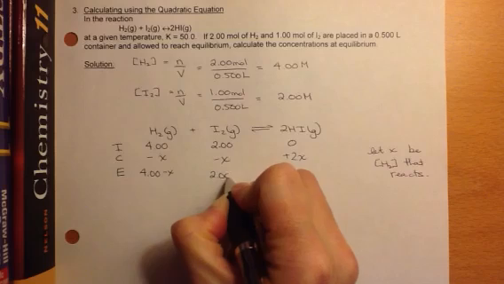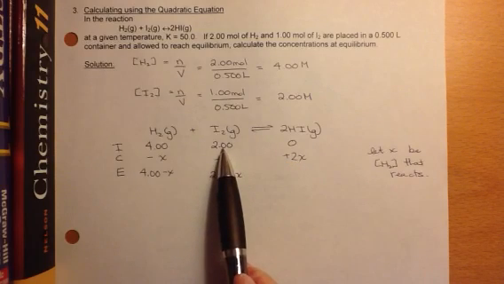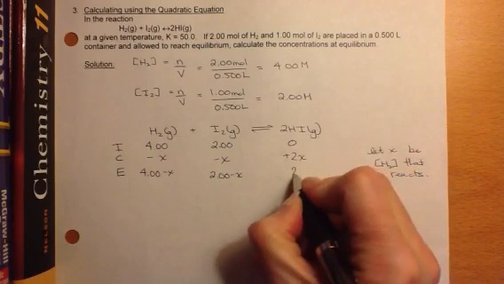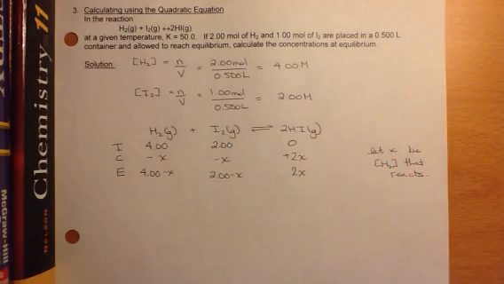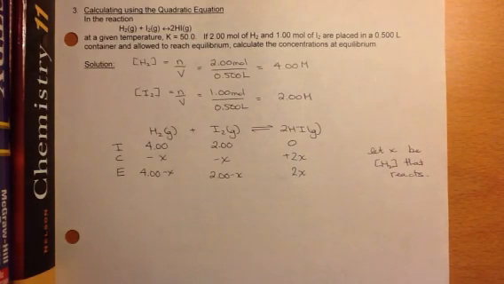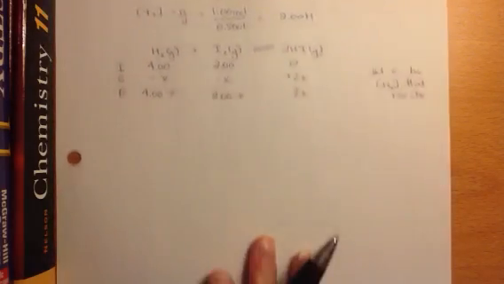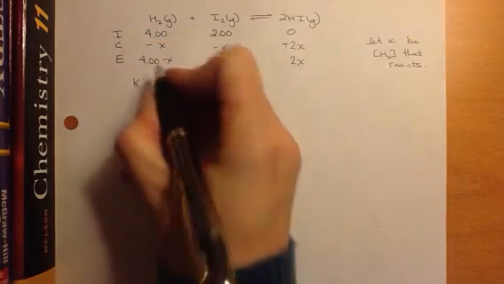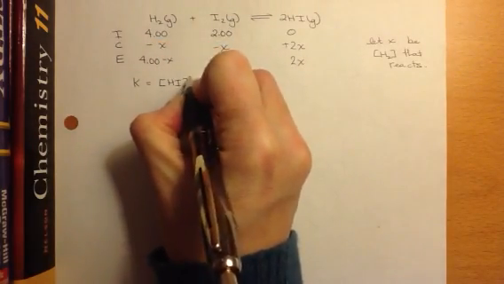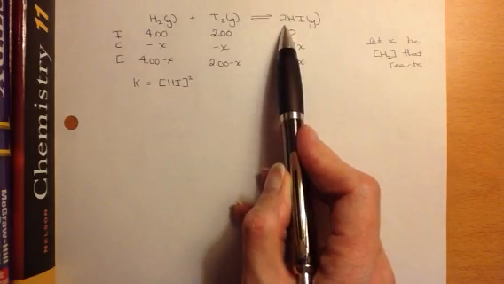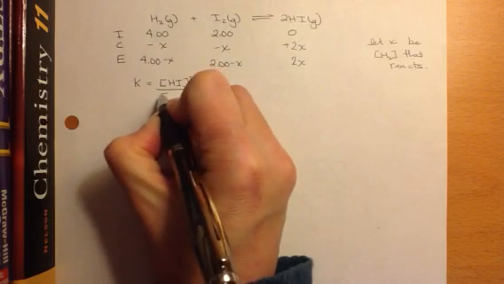For the iodine, we start with 2. We react X, so we have 2 minus X. And lastly, for the hydrogen iodide, we start with nothing. 2X reacts, so we must have 2X at equilibrium. Now let's plug this into our K expression. So we are going to have our product, hydrogen iodide. Remember, we are going to square it because of the coefficient of 2 here, over our reactant.